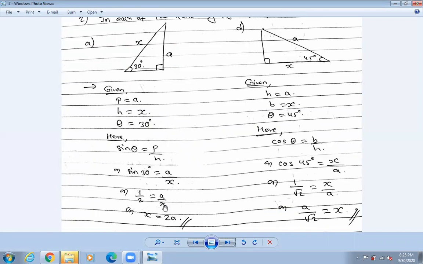Okay. So let us cross multiply. So 1 into X, X. 1 into X here, X on the second. Then 2 into A, 2A.